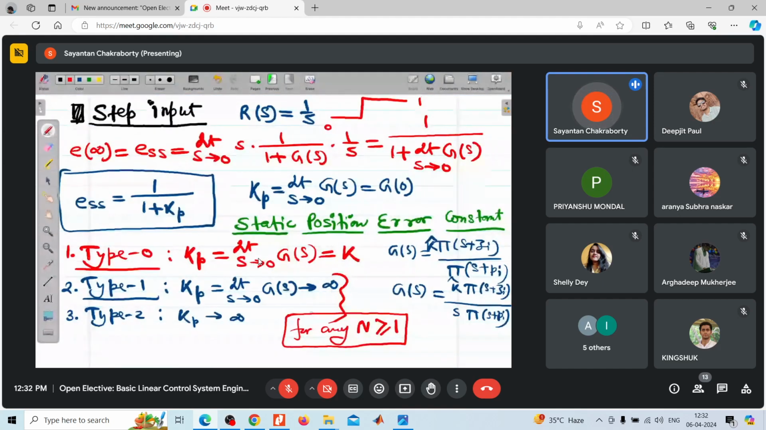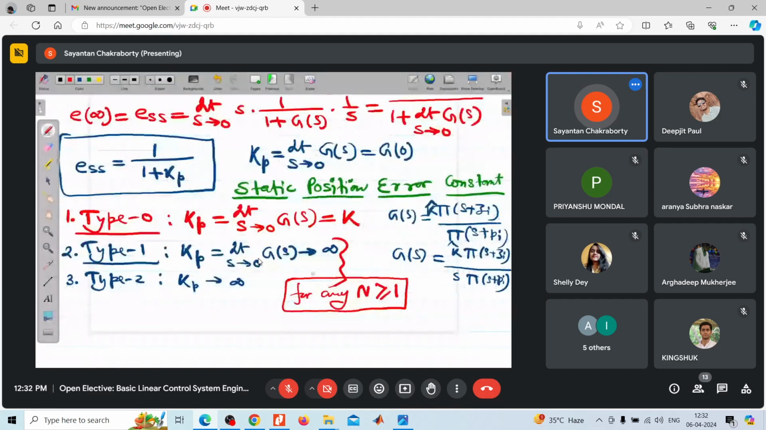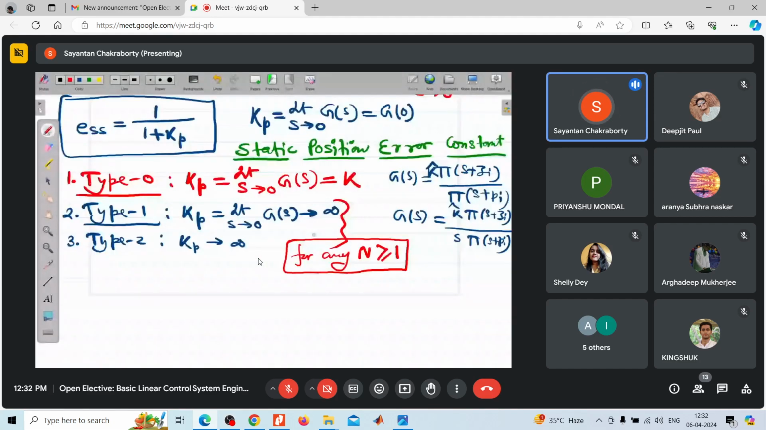Right? So this is a Kp value. So once you have calculated the Kp values, then what does it mean? For a type 0 system, Kp equal to k. So what will be steady state error? 1 by 1 plus k. Finite steady state error.